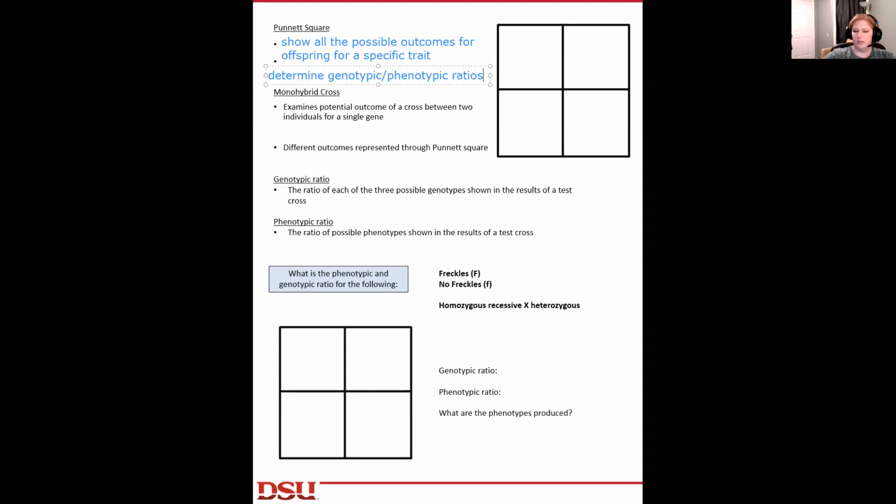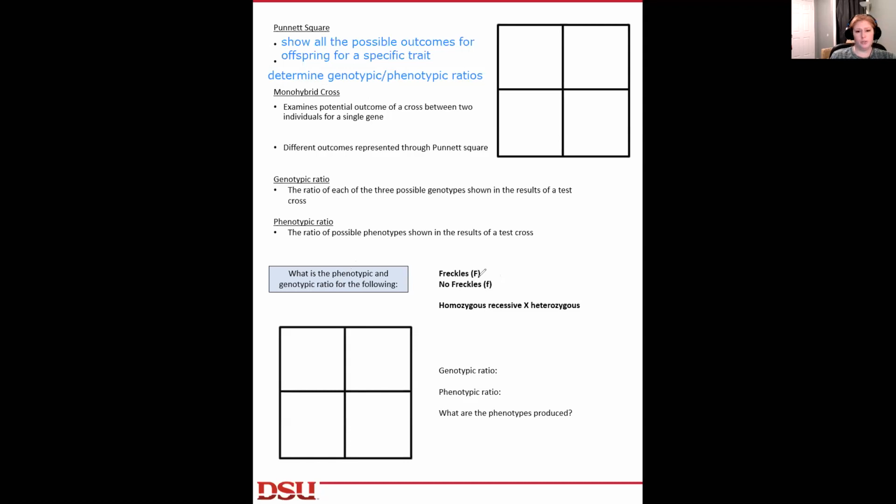Okay, so I've given us a Punnett square up here. Let's switch forms so I can fill this out. But I'm going to start with this at the bottom because I've already given us a sample that we can do. Okay. So what is the genotypic and phenotypic ratio for the following?